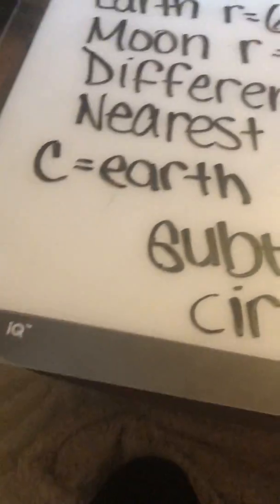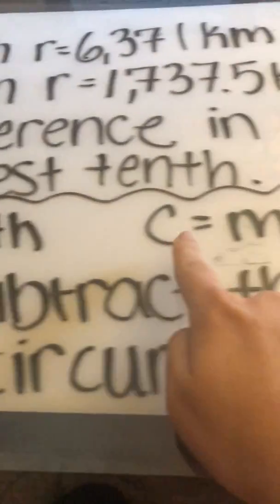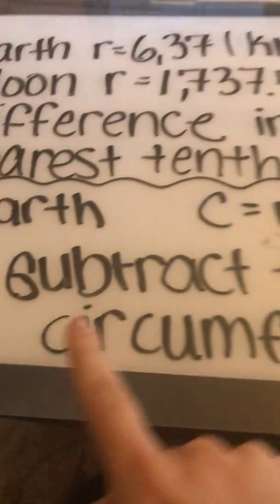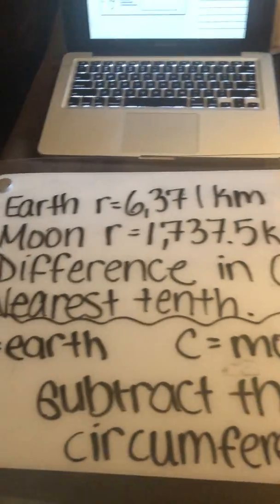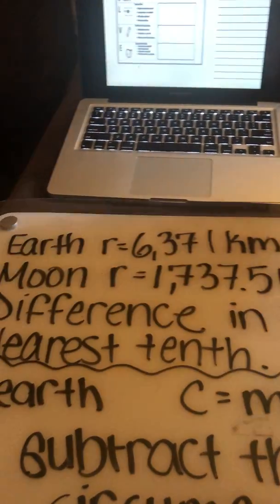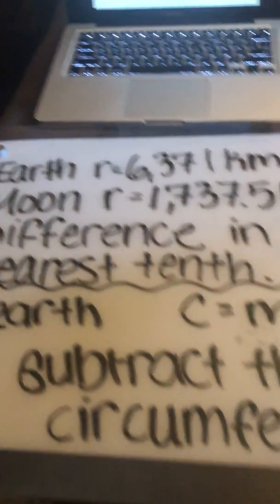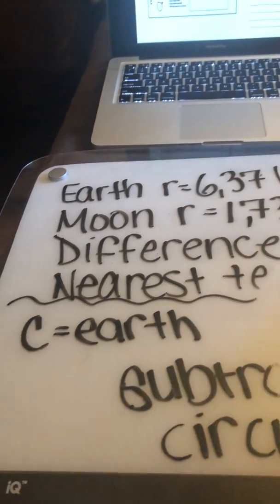Okay, so my plan, again, would be find the circumference of the Earth, find the circumference of the moon, and then subtract the circumferences, because they, again, want the difference in the two circumferences. And we should know already that we're rounding to the nearest tenth. Okay, so I need to erase my board to just allow for some more room for our work.